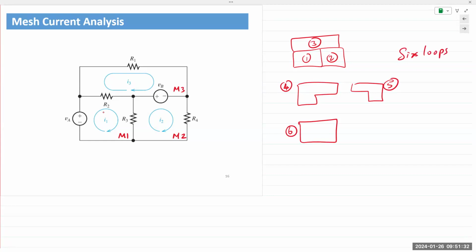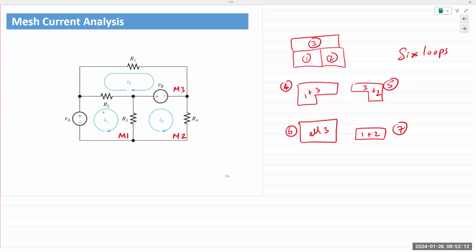Anyone see anything more? 1, 2, 3. Yes. This is the outer loop. And this is the smaller one, 7. This combines all 3. And this combines 1 plus 2. This is 1 plus 3. This is 3 plus 2. And let's see, 3 I got, 1, 2, 3. I think that's it, 7.